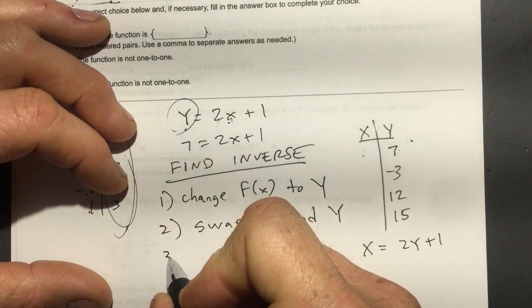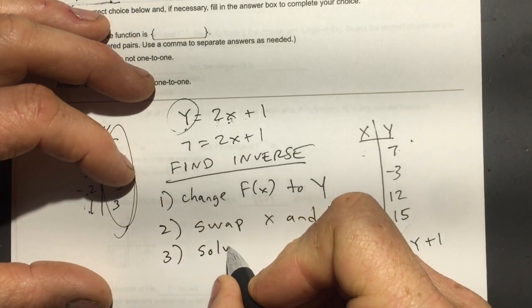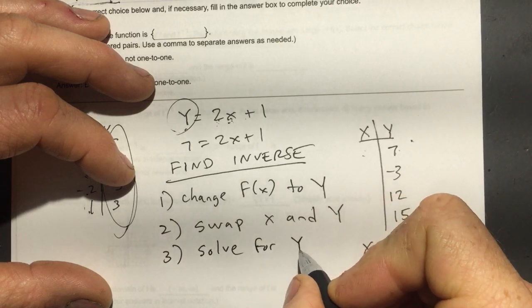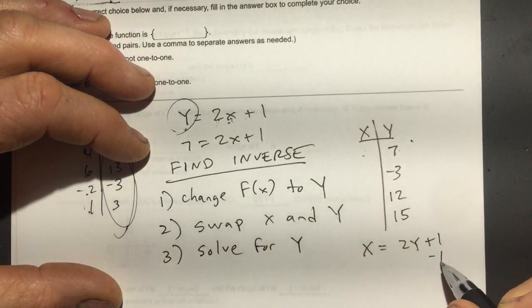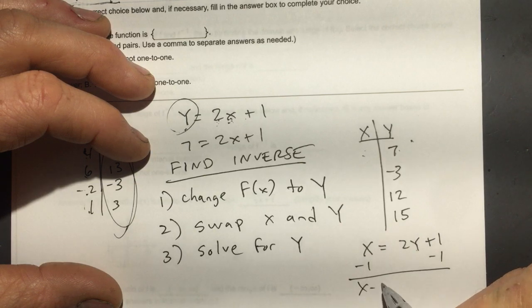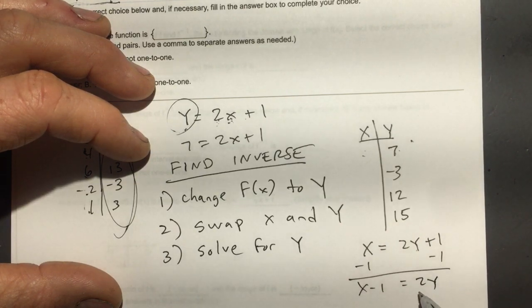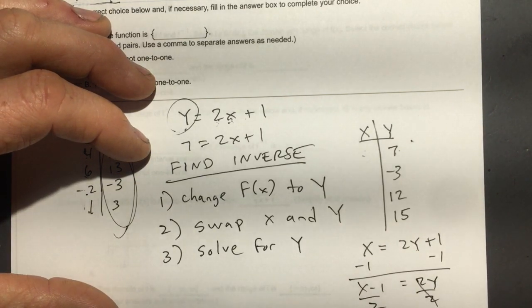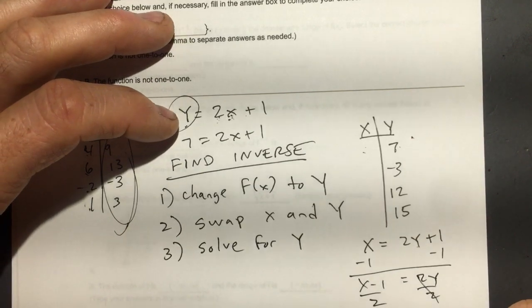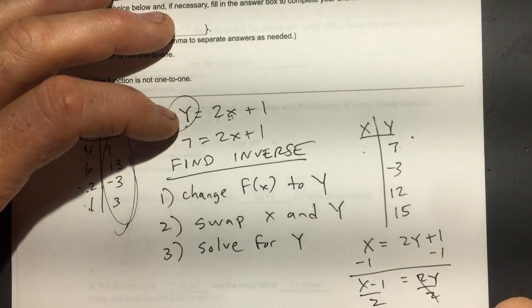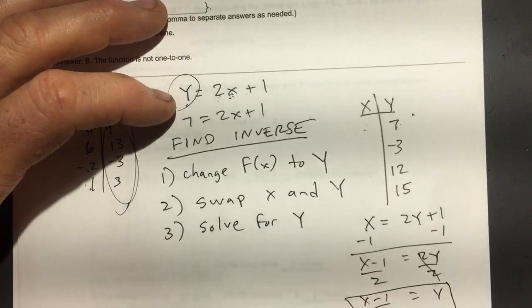All right, then third thing I would do is I would solve for y. So I'd solve for y here, which means I would subtract 1. So I have x minus 1 equals 2y. Then I would divide by 2. And then y would equal, I can just leave it like that, (x minus 1) divided by 2. There you go. I solve for y.